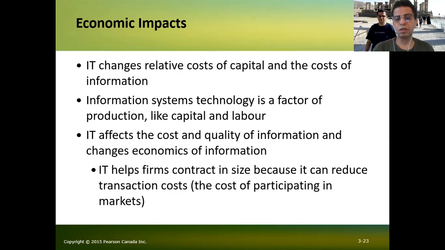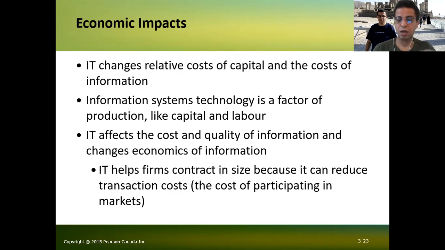There also is information system technology as a factor of production, like capital and labor, the processes that organize production, the machinery, all these things. It affects the cost and the quality of information and changes the economics of information. So when you upgrade an application with more information, in most apps you're not going to lose the previous information.